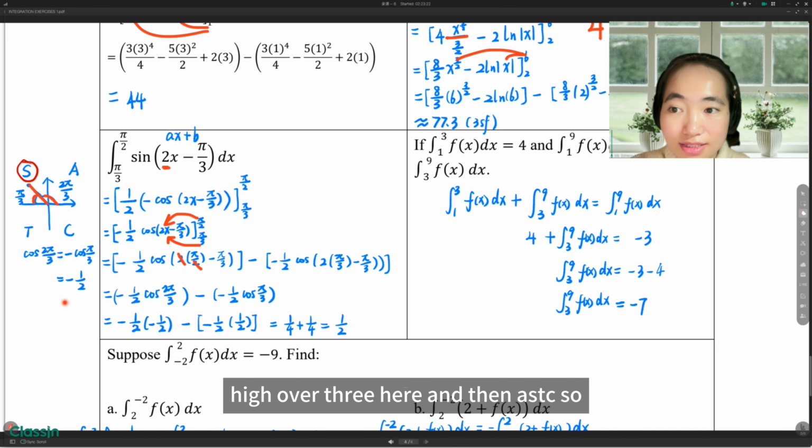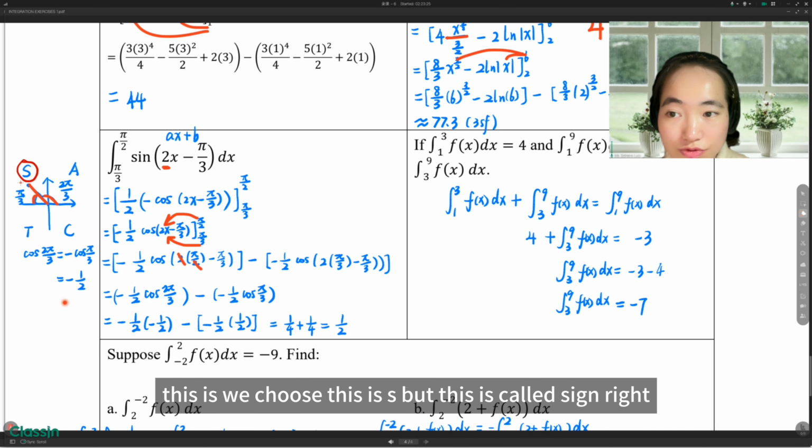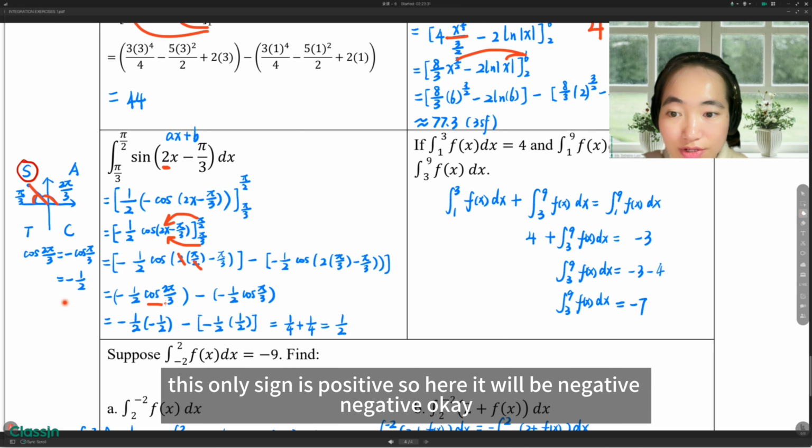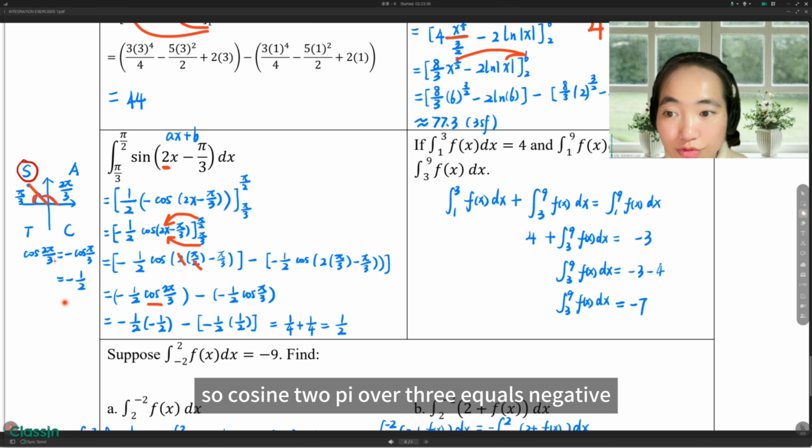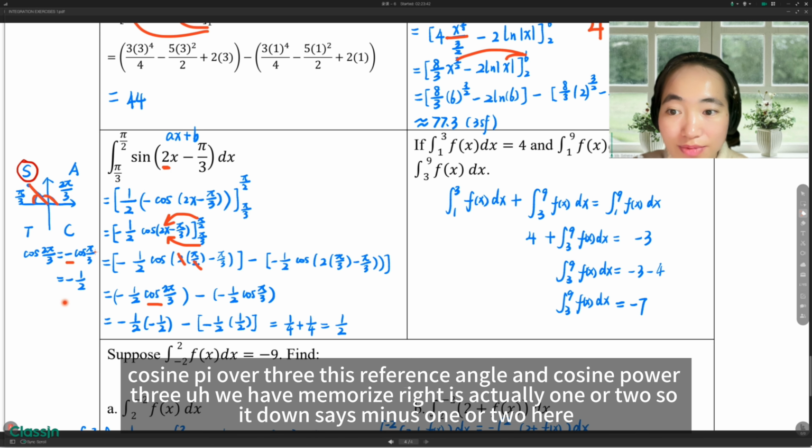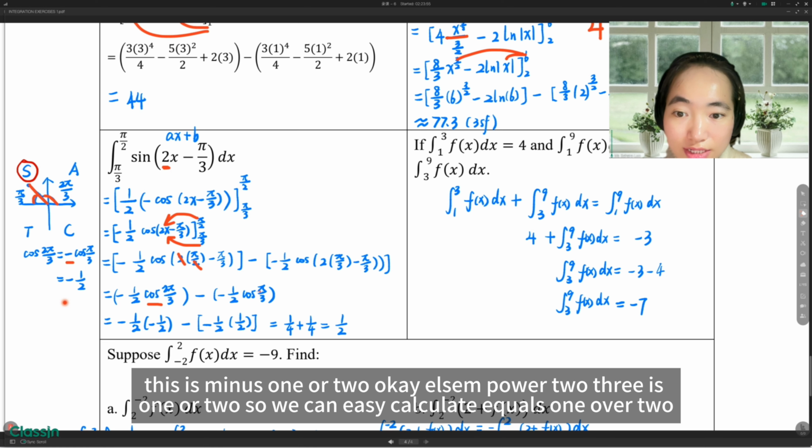Pi over 3 here. And then ASTC, so we choose this, is S. But this is cosine, right? This only sine is positive, so here it will be negative. Okay, so cosine 2 pi over 3 equals negative, because it's only sine positive. Negative cosine pi over 3, this is the reference angle. And cosine pi over 3, we have memorized, right, is actually 1 over 2. So the answer is minus 1 over 2. So here, this is minus 1 over 2. Okay, cosine pi over 3 is 1 over 2. So we can easily calculate, equals 1 over 2.